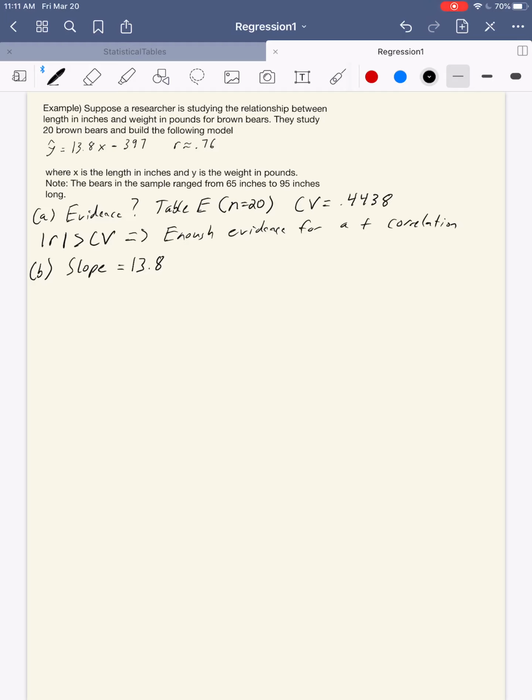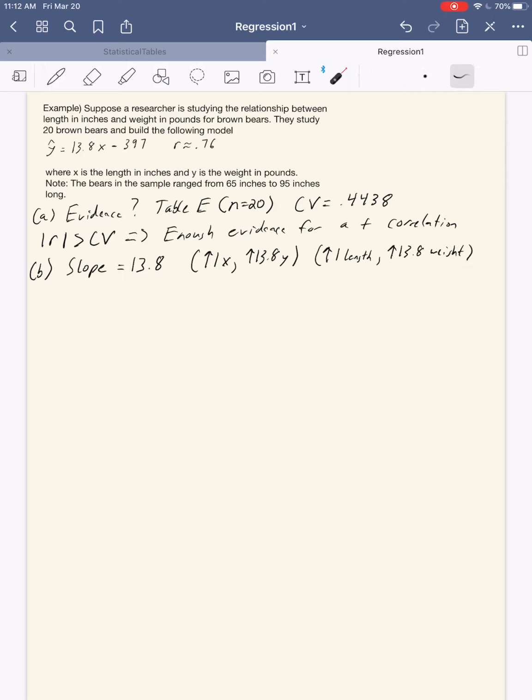Well, we know that algebraically, that means that when we go up 1 in x, remember, the slope is always about going up 1 in x, so that part will never change. The slope here is what happens to y. So since it's positive, that means we go up 13.8 in y. Okay, now let's break down what x and y actually are. Well, x we know is the length. So when we go up 1 in length, how do we know that x is length? Well, they remind us that x is the length. And that means we go up 13.8 in the weight.